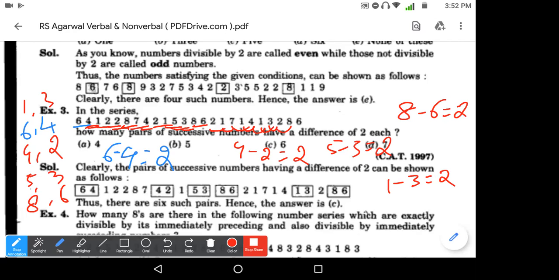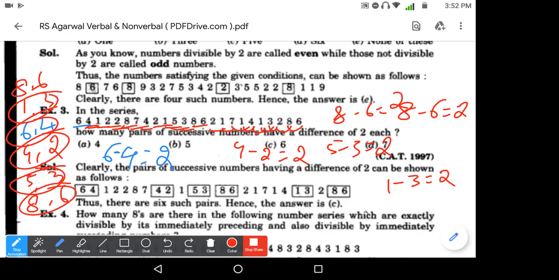Then 3 minus 2 is 1. 2 minus 8 is 6. So 8 minus 6, again 8, 6. So 1, 2, 3, 4, 5, 6. There are 6 pairs. You have answer C. There are 6 pairs where you will find the difference between all of these numbers to be 2.